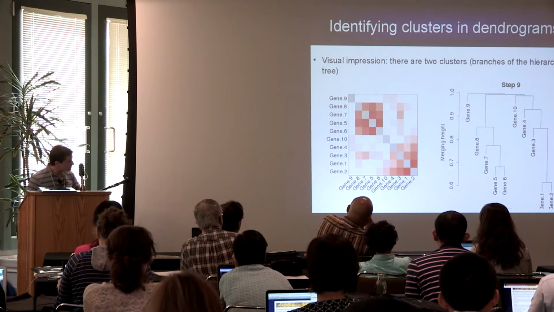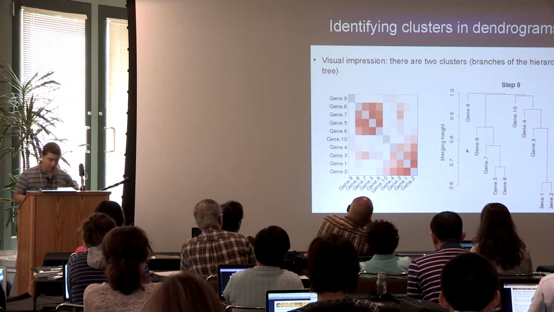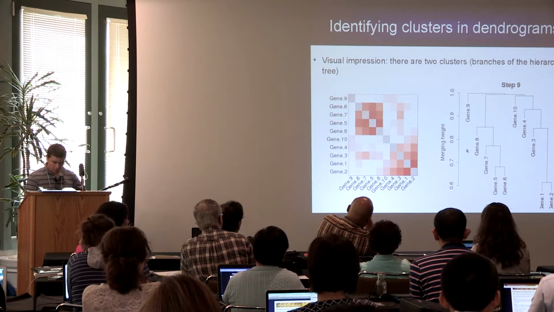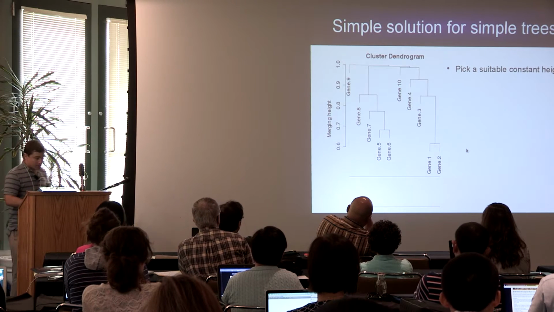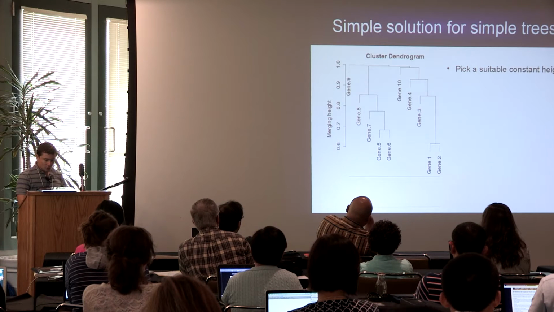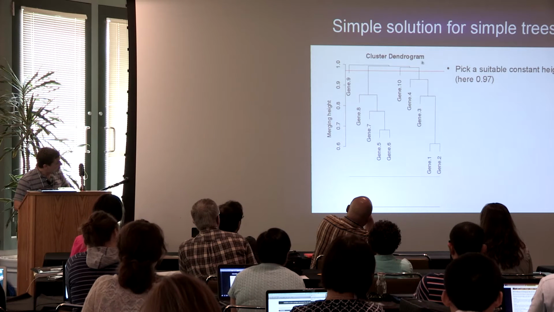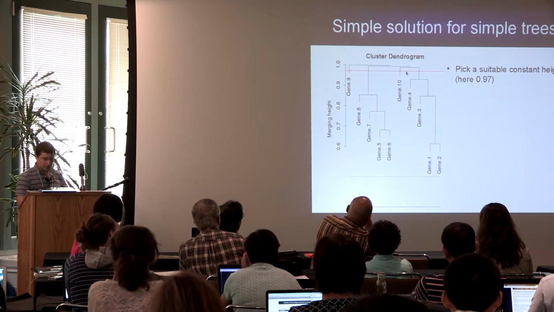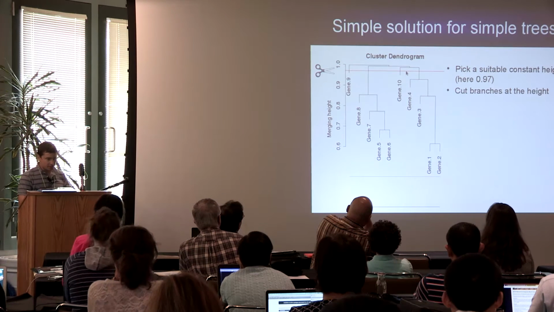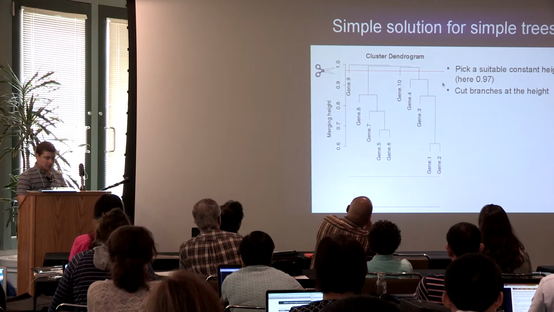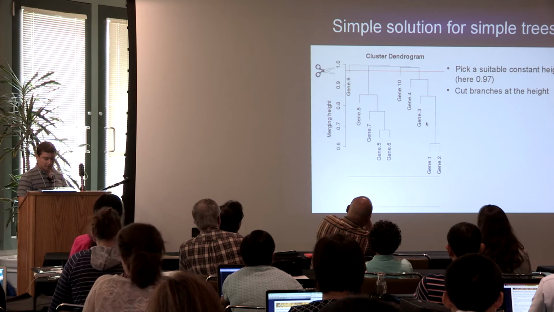So if you look at this clustering dendrogram here, the tree, it seems, just by visual impression, that there are two big branches. Okay, so what are the methods that can identify those two branches? If you have a simple tree like this, there is a simple solution. You pick a suitable constant height, which is this red line in the clustering tree. Here, the number is 0.97. And you literally take scissors, or you imagine you take scissors, and you cut the tree horizontally at this height, and whatever falls down is a cluster.